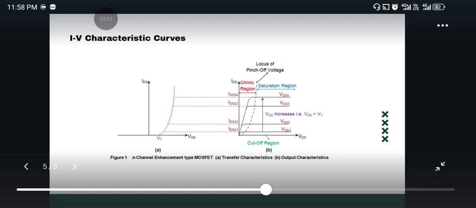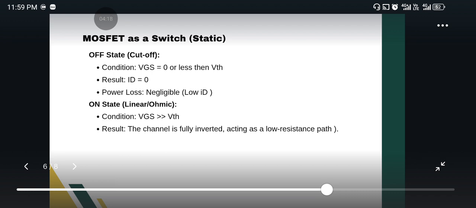When VGS is greater than or equal to VT, the channel is formed and ID increases. So the shape of the curve is very flat at first because the MOSFET is off, and then a sharp rise after VGS equals VT. The parabolic growth is the saturation region. In the saturation region, we can use the MOSFET as a switch.